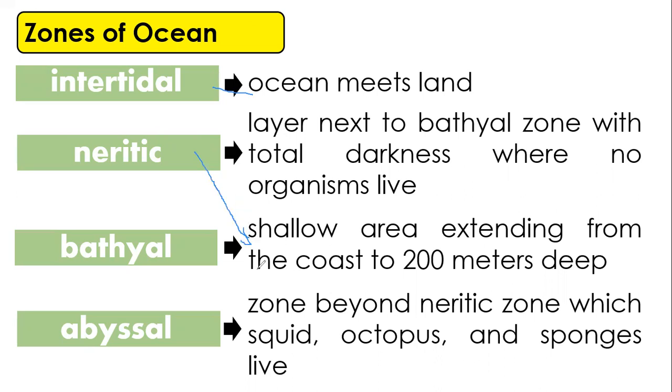Bathyal zone is the layer wherein we can find the squid, octopus, and sponges. Then abyssal zone is a layer after bathyal zone with total darkness where little or no organisms live at all. So intertidal, this one, neritic, then bathyal, and abyssal zone. Please double check, correct yourself also. Okay, I hope that is understood.